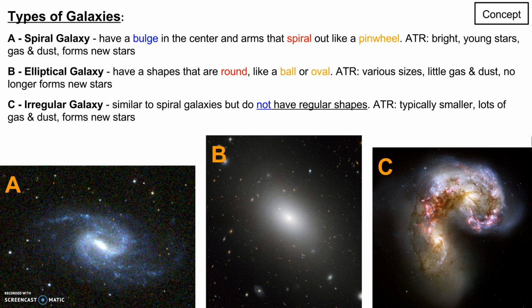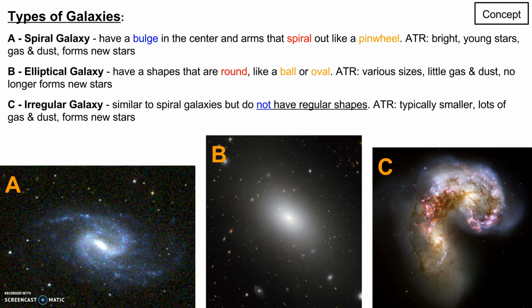Here we see 3 specific types of galaxies. Picture A is a spiral galaxy, and these galaxies have a bulge in the center and arms that spiral out like a pinwheel. Some of the attributes of a spiral galaxy are bright young stars. We see lots of gas and dust. We also see the formation of new stars. Notice the Milky Way galaxy is a type of spiral galaxy.